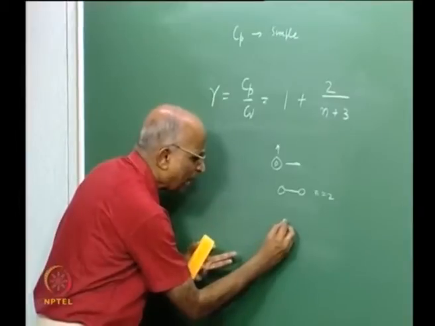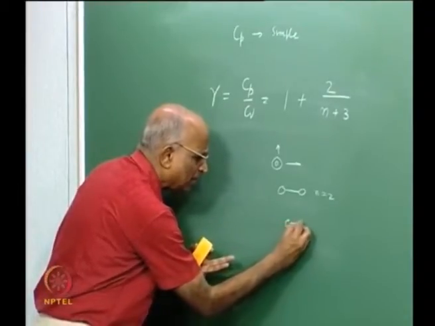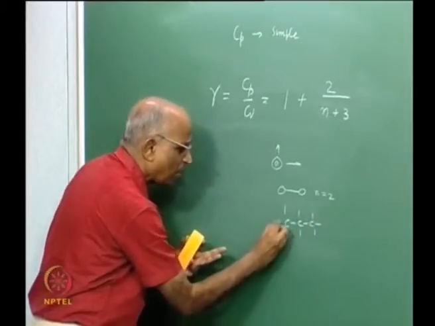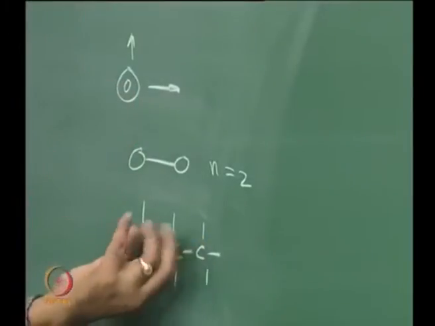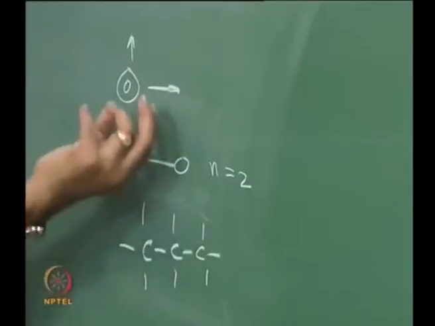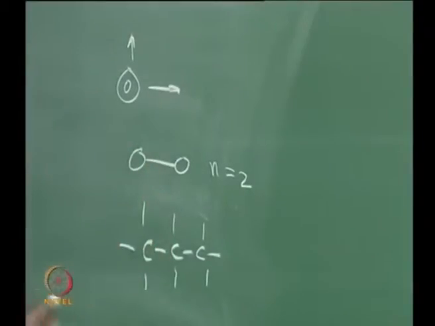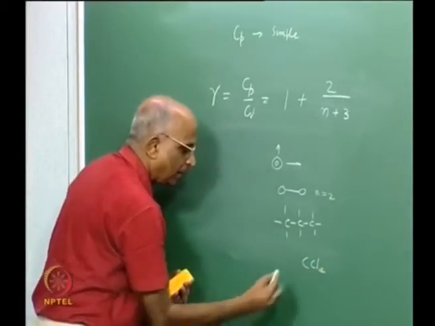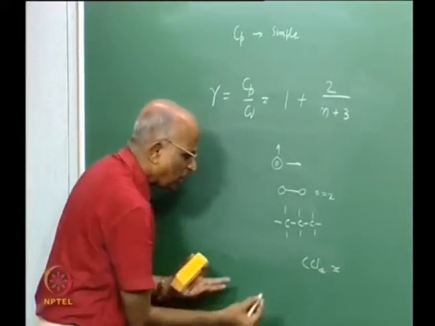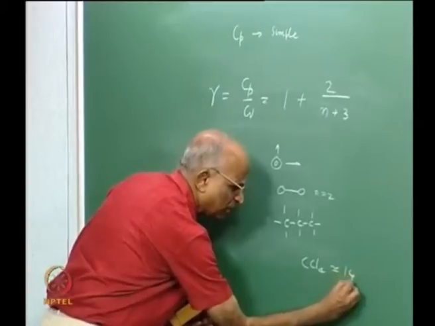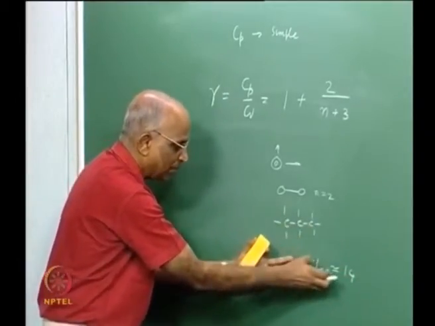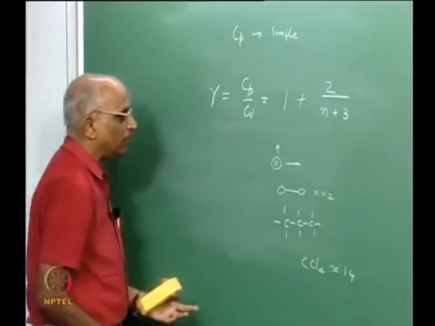I could also have molecules like C3H8, which becomes more complicated. It could have a lot of freedom compared to a simple translation, and for instance, if I take CCl4, carbon tetrachloride, the degrees of freedom are almost something like 13 or 14, because the molecule becomes more complex, it has more degrees of freedom.